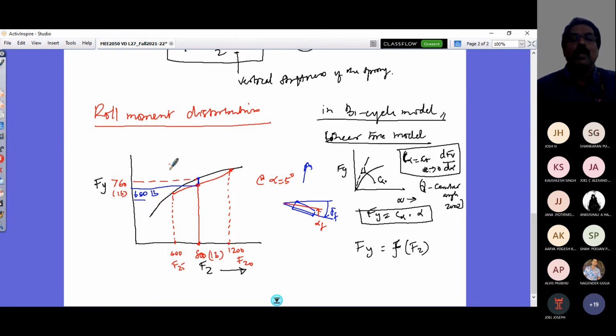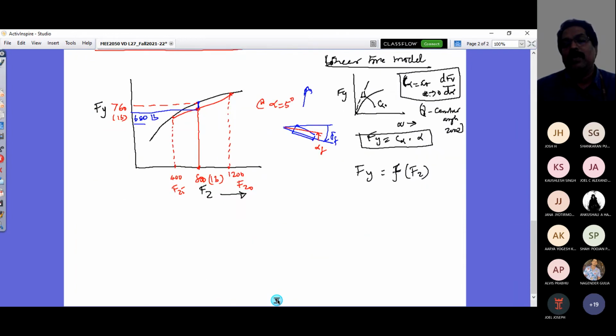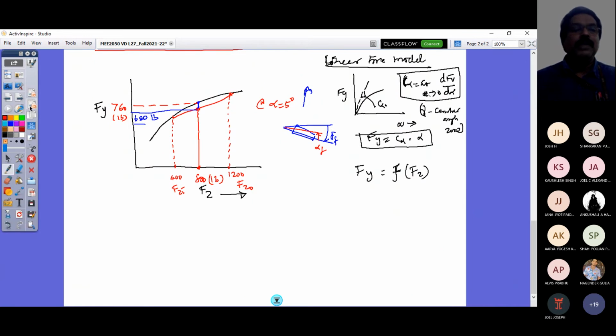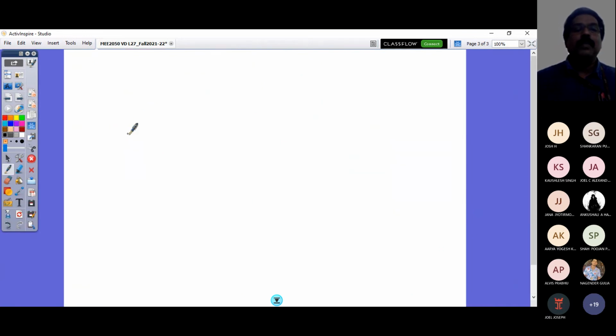So to account for the entire role of the vehicle and look at the distribution of roll moment in the front axle and the rear axle, I have to consider the entire vehicle model. So I'm going to consider now a full vehicle model and develop some equations. Another 5 minutes I would complete the description of this, and then we will do smaller calculations in the next class. Right. So now I'm going to represent my full vehicle model.